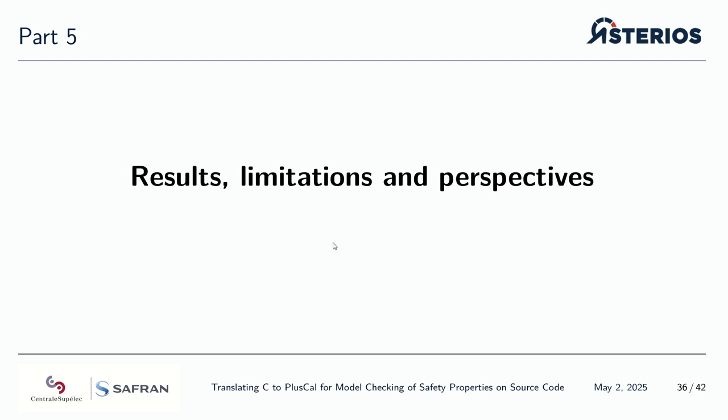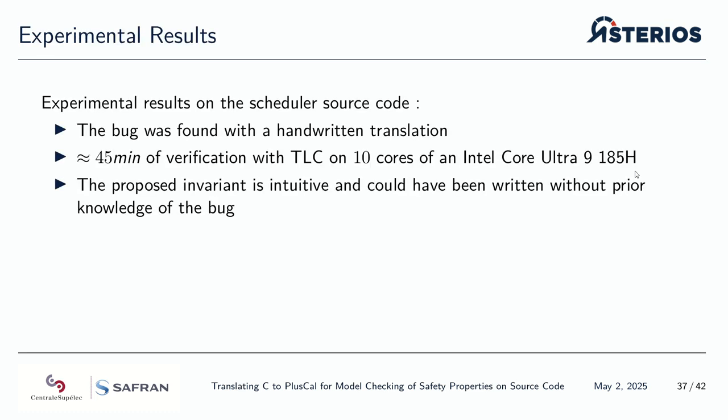So now that I have presented how the tool works, I will show you what our results were, the limitations that we found, and the different perspectives for the project. So here are the experimental results on the scheduler source code. The bug that we searched for at the beginning, which was a non-bug in an older version of the scheduler source code, was found with a handwritten translation.